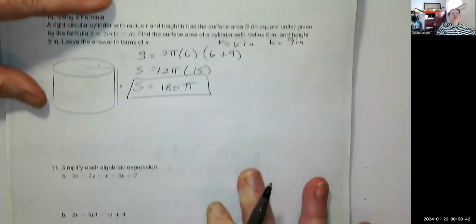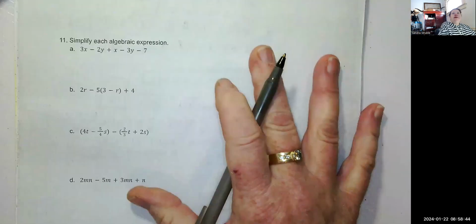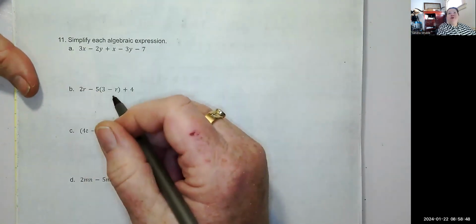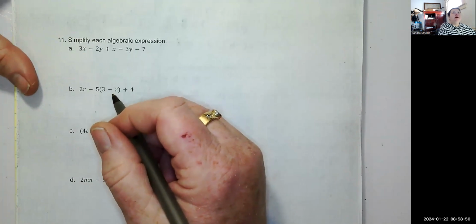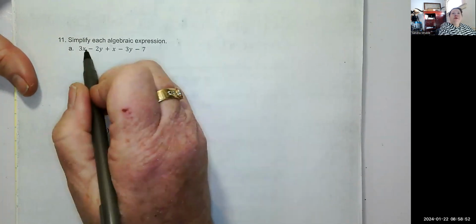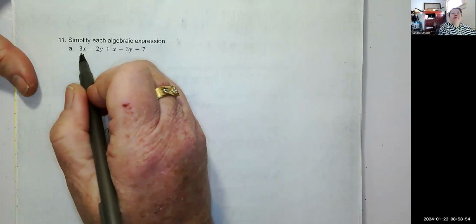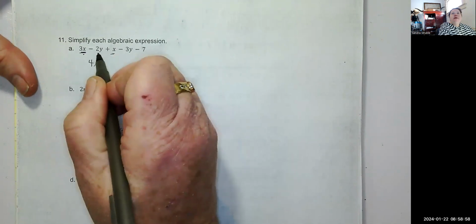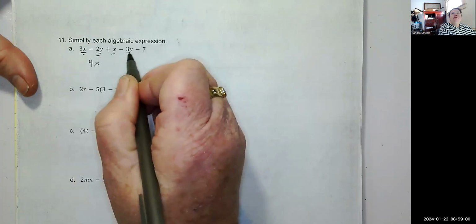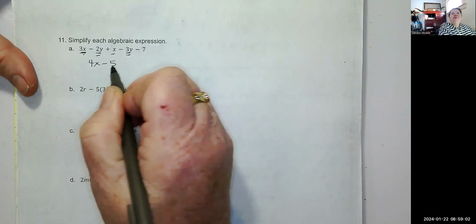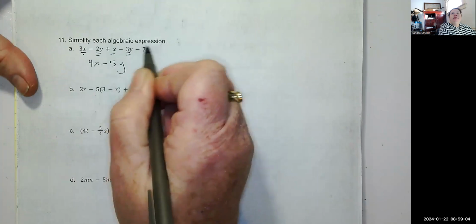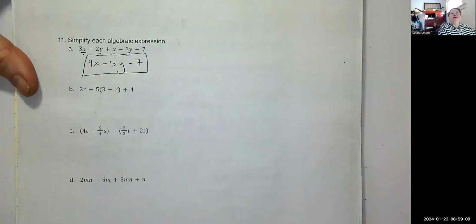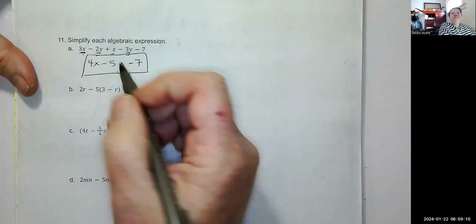There you go. All right, simplify each algebraic expression. Well, we have to combine like terms. We cannot combine anything unless they are like terms. So unless it has just an x, we can't combine it. So 3x and x is 4x. -2y and -3y is -5y. And then we've got -7 kicked out here to the side. That's combining like terms or simplifying.